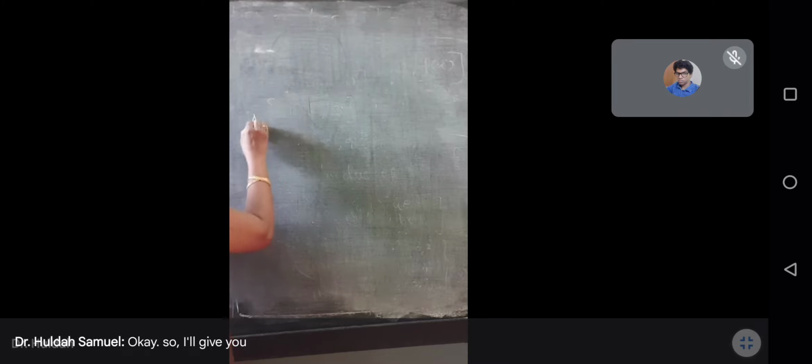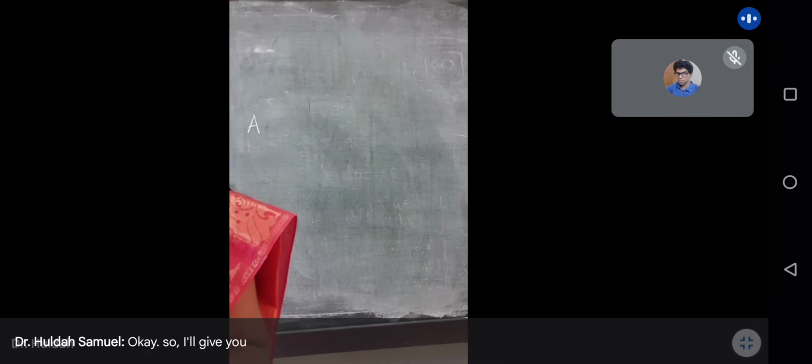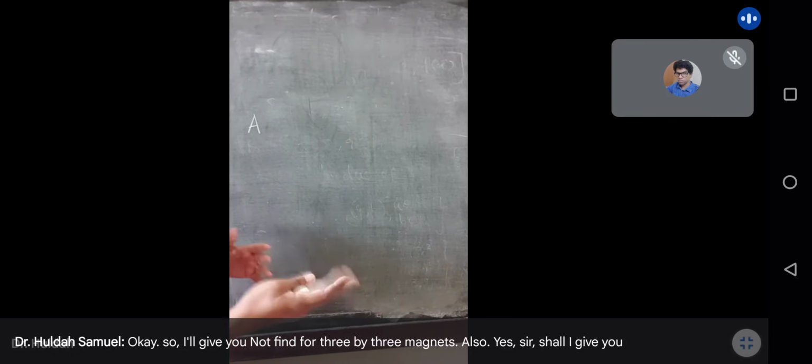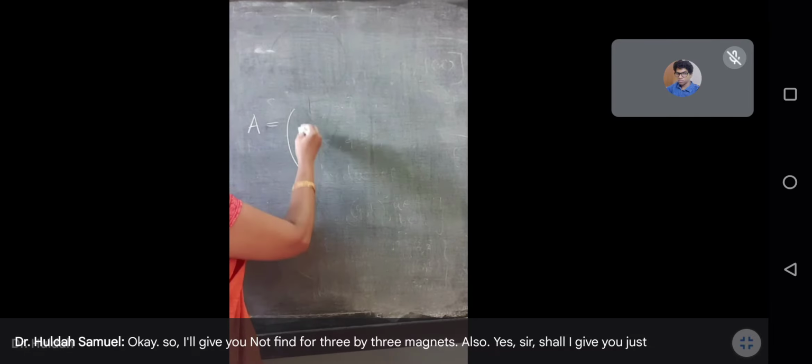Okay. So I'll give you a matrix. Determinant you know to find for a 3 by 3 matrix also? Yes, sure. Shall I give you a 3 by 3 matrix? Just a random one, okay? It might have some bad negatives. Just try.